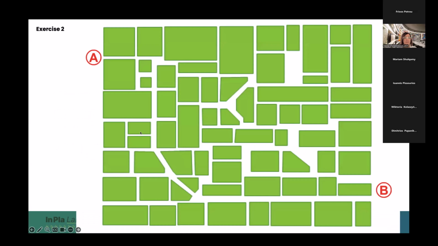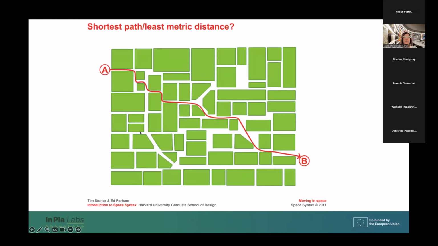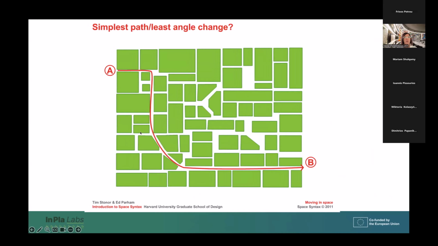So let's take this example. Let's say that this is blocks, the white is streets, and we need to go from A to B. How would we move from A to B? Would we choose the shortest path, which is this one? So this is the least metric distance. This is the shortest distance that we can travel. Or do we choose the simplest path, meaning that we don't change a lot of angles? We choose the path with the least angle change.